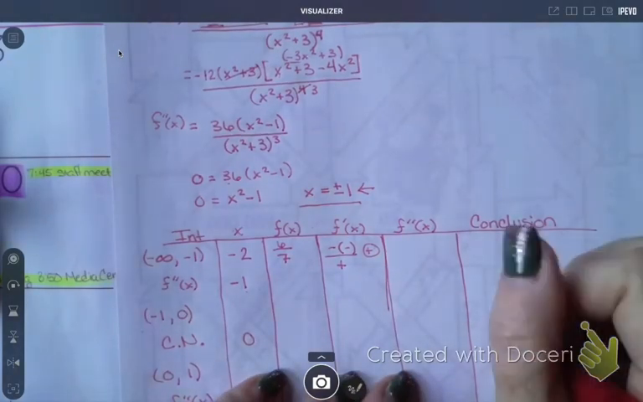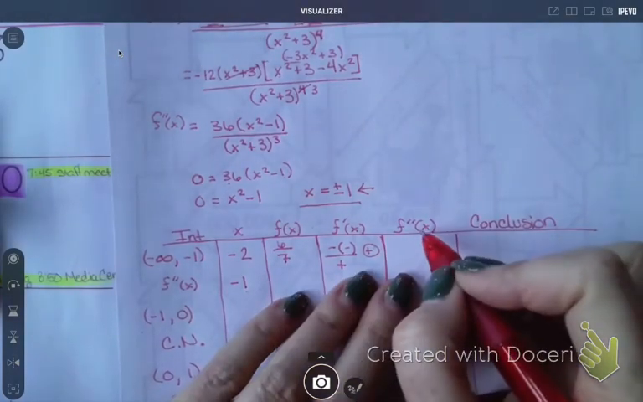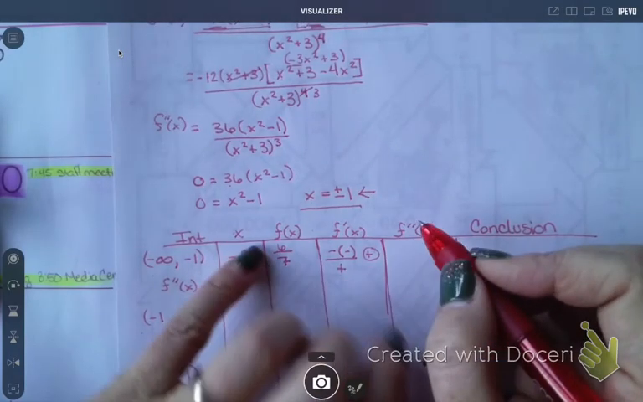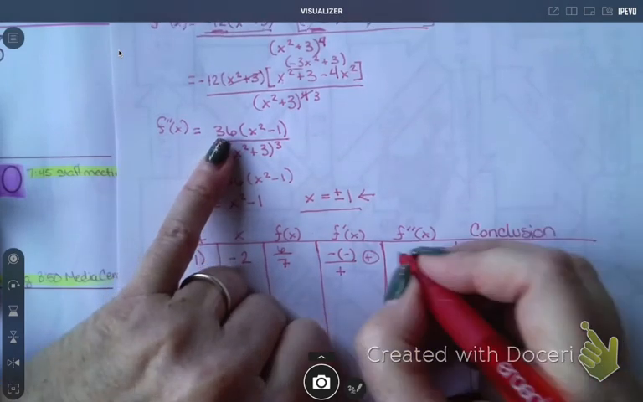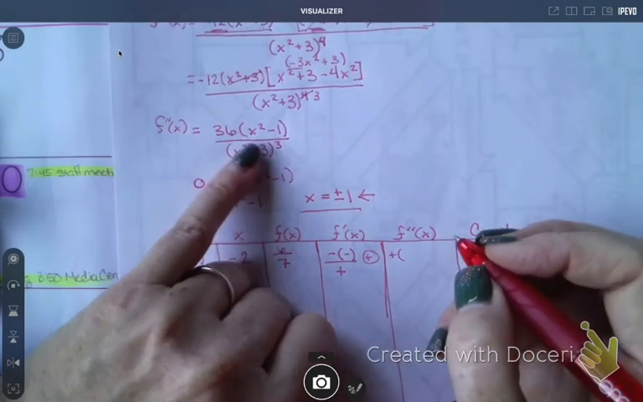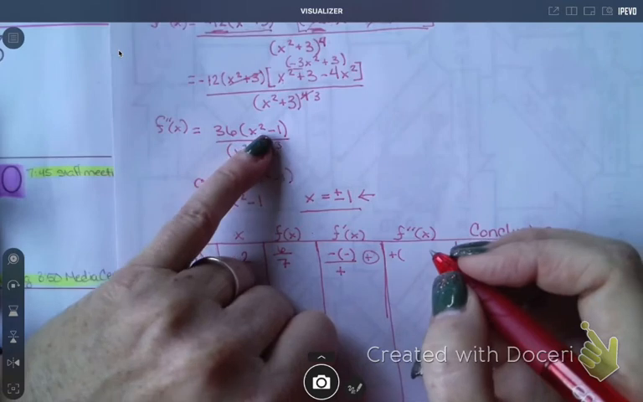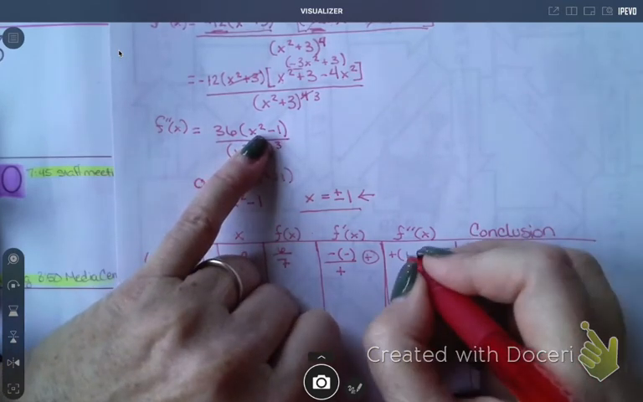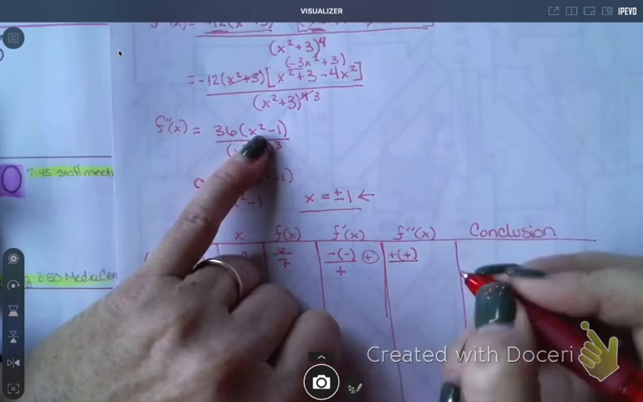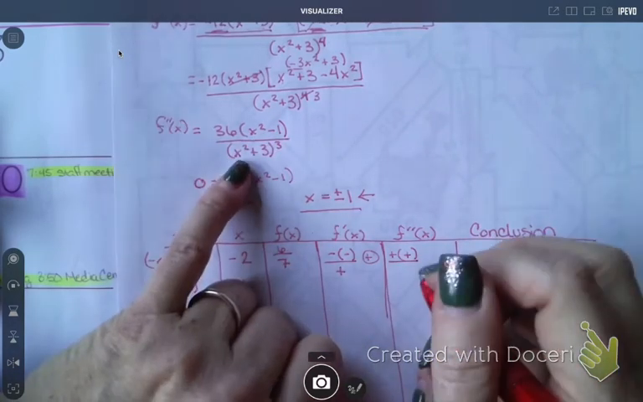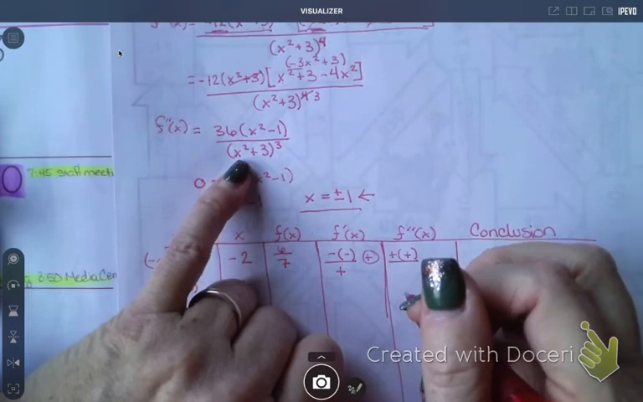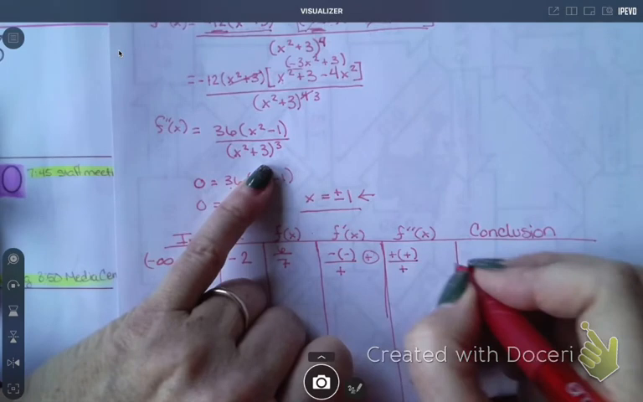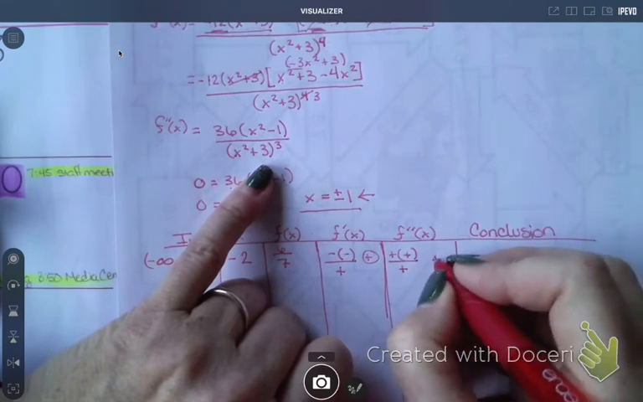Okay? So then we gotta put it in where now? The second derivative. So 36 is positive, so there's a plus. When I put negative 2 into x squared minus 1, am I going to positive or negative? Positive. Okay? And then I have negative 2 squared is going to be what? Positive. Then cube it, it's all going to be what? Positive. So I get a positive.